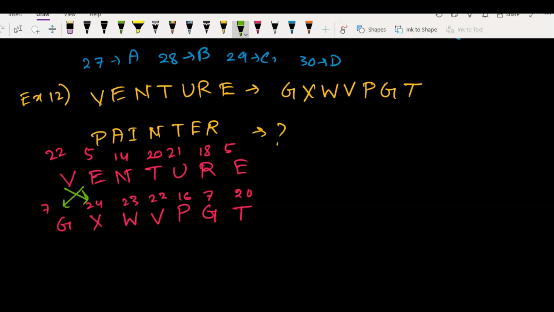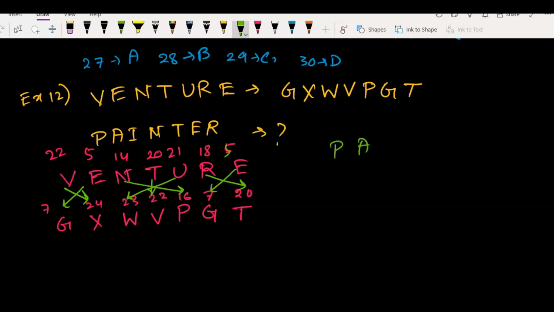We have plus 2, plus 2. Then we see R goes to 20 plus 2 and E goes to 7, that is plus 2. And here this N goes to P, so from 14 to 16 plus 2, from 21 to 23 plus 2 and from 20 to 22 we have plus 2. So this is the pattern.